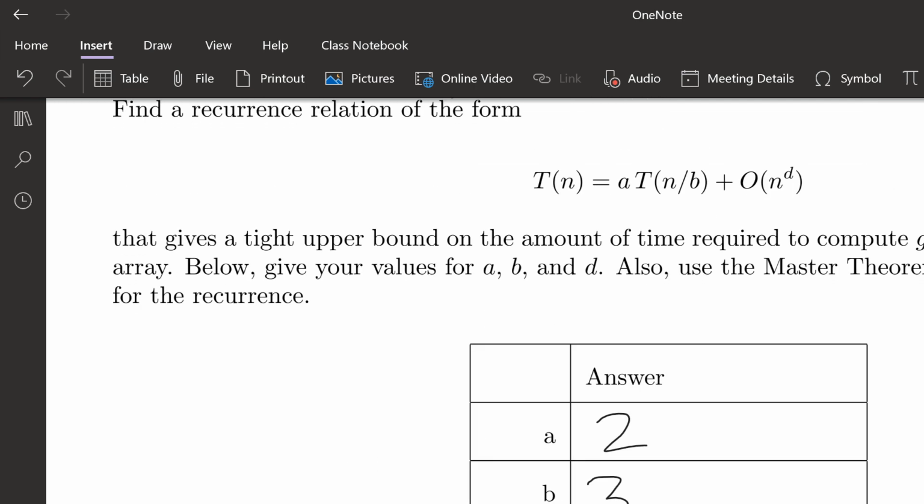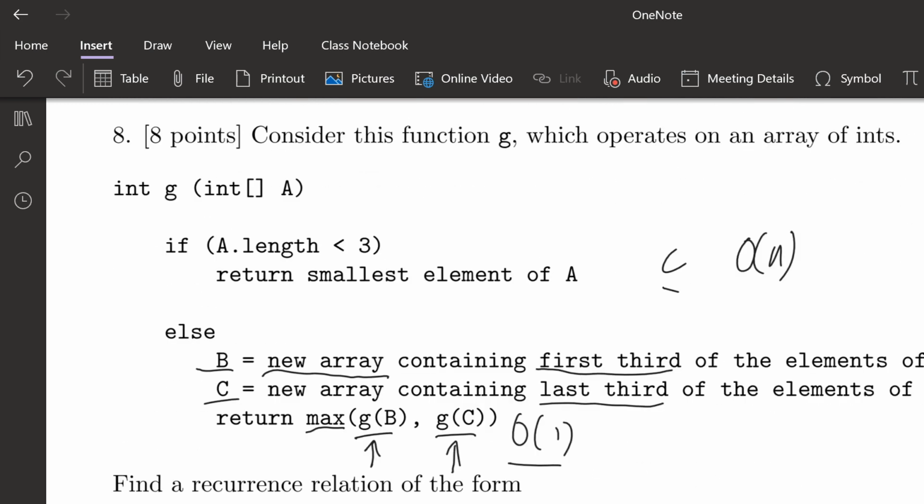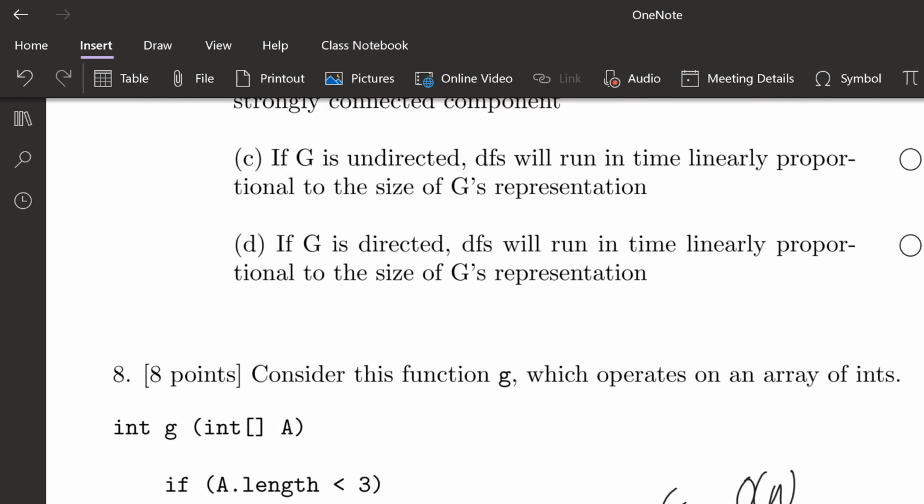Did that answer your question? It did, thank you. Excellent. Did everybody follow that? Okay, excellent. So don't worry, we are going to get back to question 7.